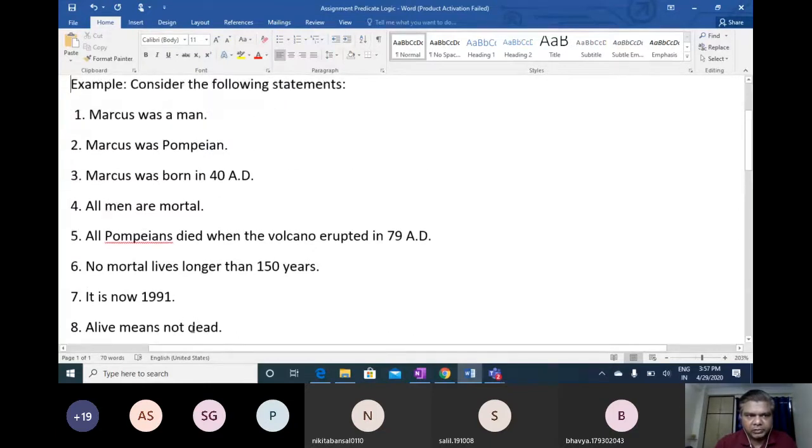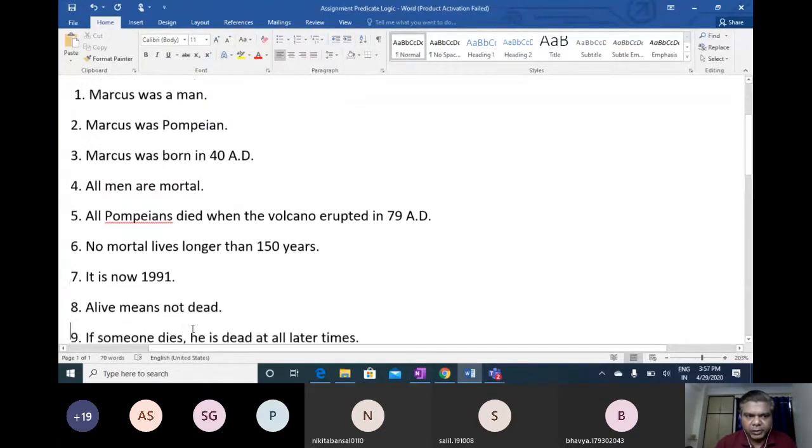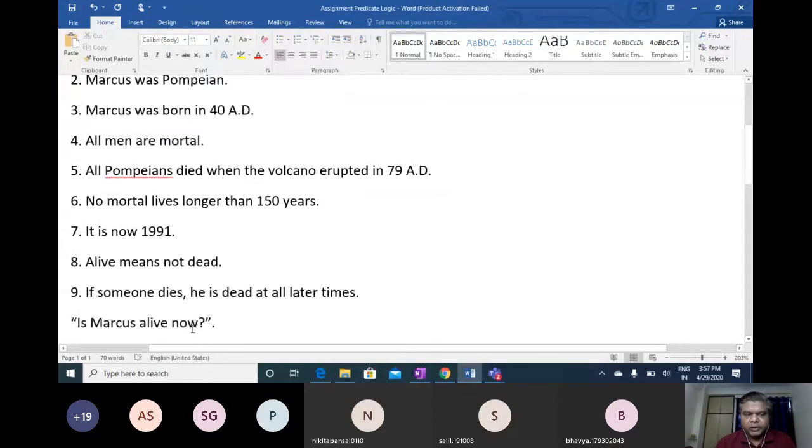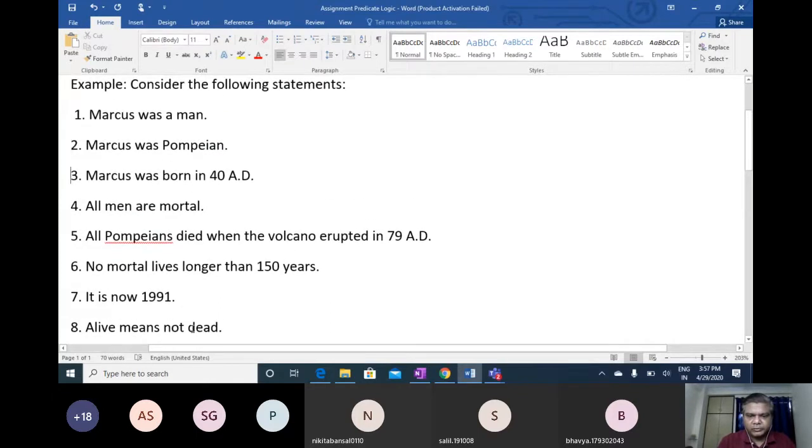So note this catch. This catch is important. If Marcus is alive has to be proved, then we should start with not Marcus alive. If we start with Marcus alive and we do not reach a contradiction, then we are nowhere. Then we have not proved anything. So we have to start with not Marcus alive, then reach the contradiction, and then we prove that Marcus is alive. Any question in this?